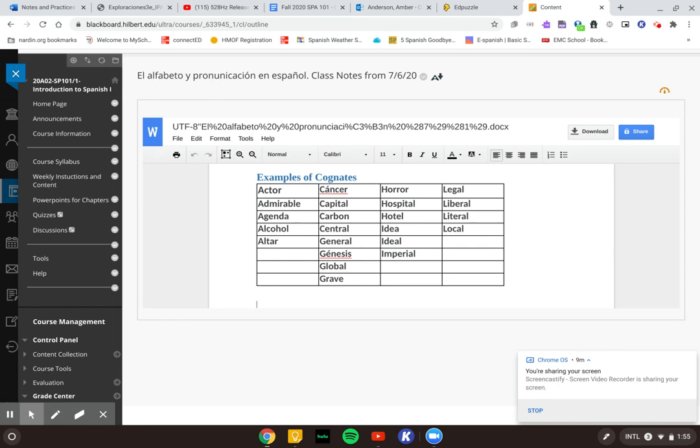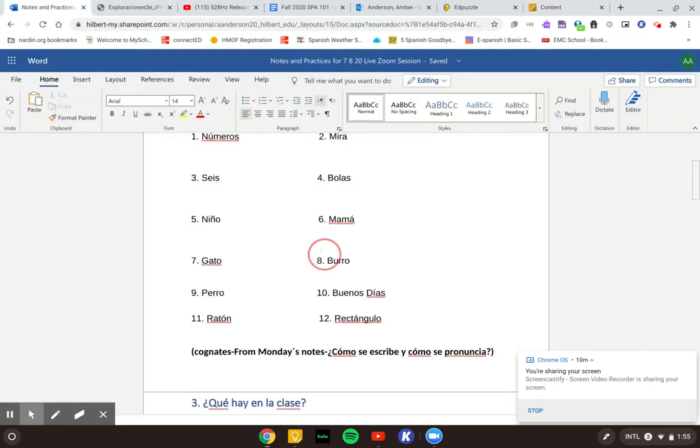Hospital. ¿Cómo se pronuncia liberal en español? Liberal. And you can go through the rest of the vocabulary here to practice.